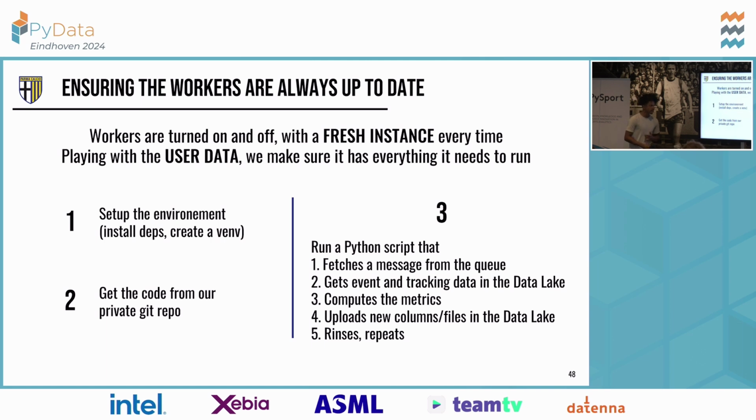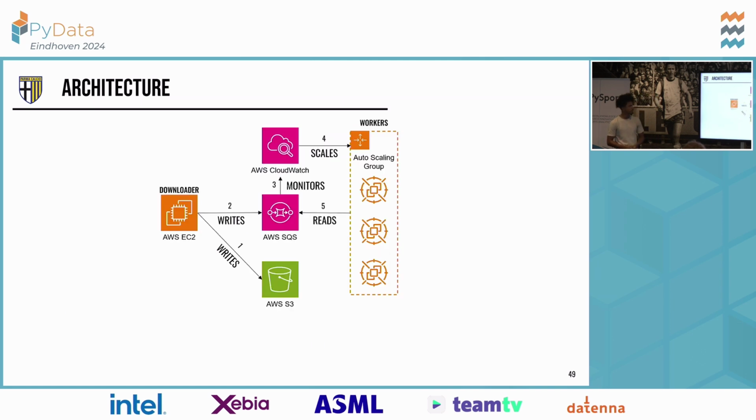The only thing that we have to do is to add messages to the queue and to update our Git repository to have the latest version and the latest features that we want to compute. So yeah, we arrive at the final architecture with AWS CodeCommit to store our code, and the machine just reads and writes the data lake.